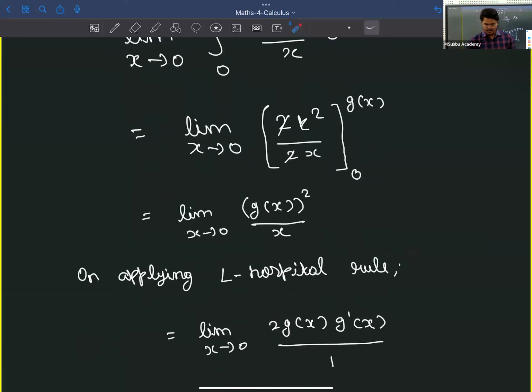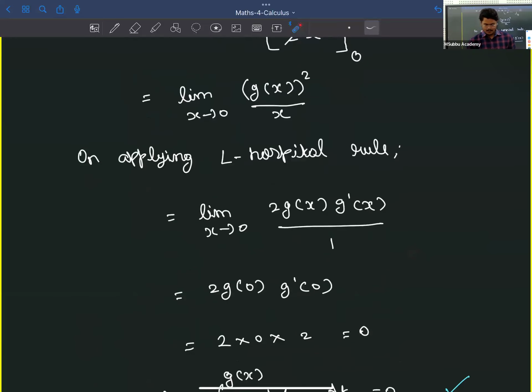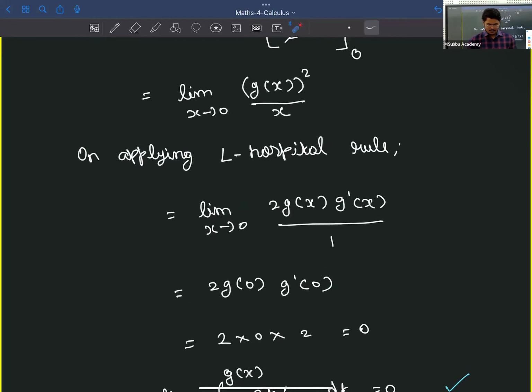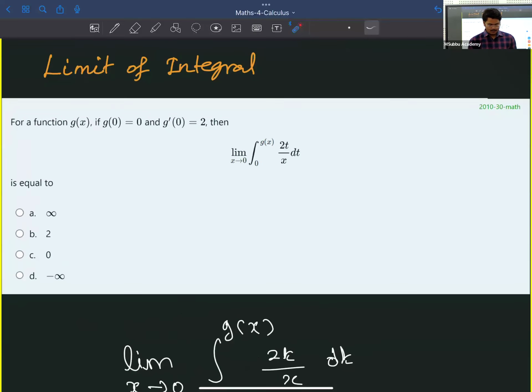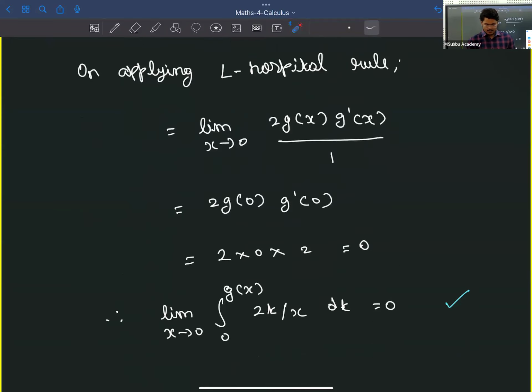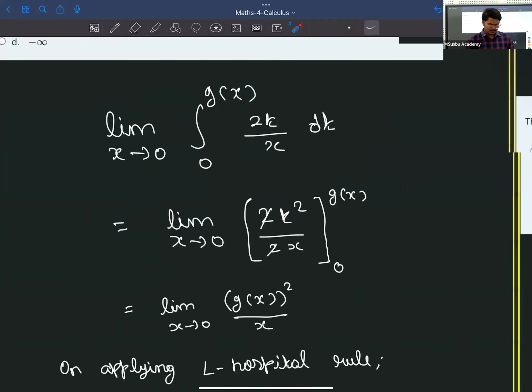So again apply L'Hospital. When you apply L'Hospital here, remember it is a function. So 2 into g of x, then again chain rule, g dash of x. Differentiate again the g of x. So 2g of x into g dash of x. Differentiate the denominator: differentiation of x is nothing but 1. Now apply limits. We get 2g of 0 into g dash of 0. g of 0 is nothing but 0, g dash of 0 is nothing but 2. So we get 2 into 0 into 2, which is nothing but 0. So the answer will be 0.